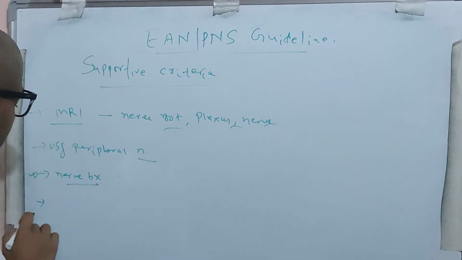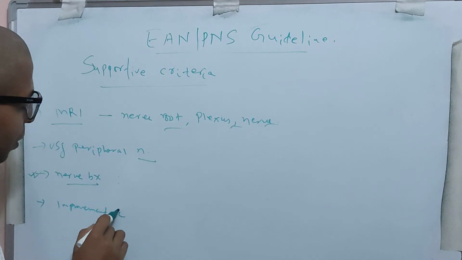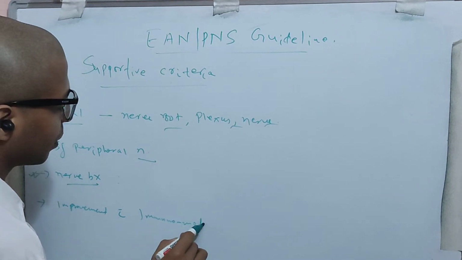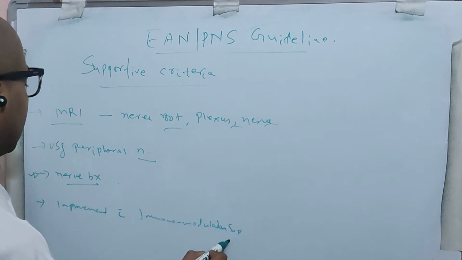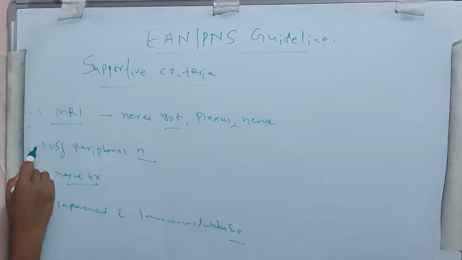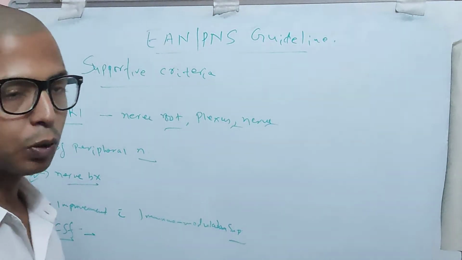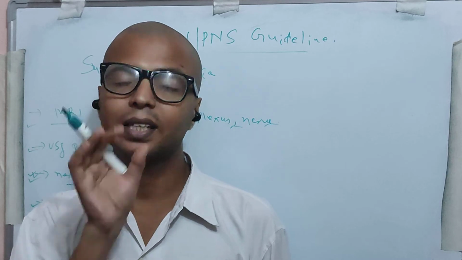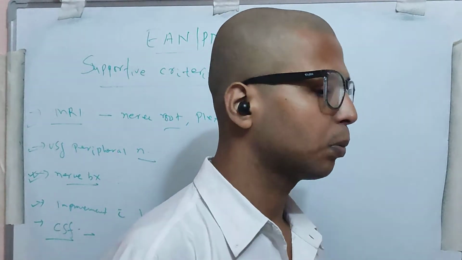Another supportive criterion is improvement with immunomodulatory treatment. You start treatment, and if you see clinical improvement, that is also supportive. So MRI, ultrasound, nerve biopsy, improvement, and another is CSF analysis. In CSF analysis, if you see albuminocytological dissociation, meaning protein is elevated but cell count is not, that is also a supportive criterion.